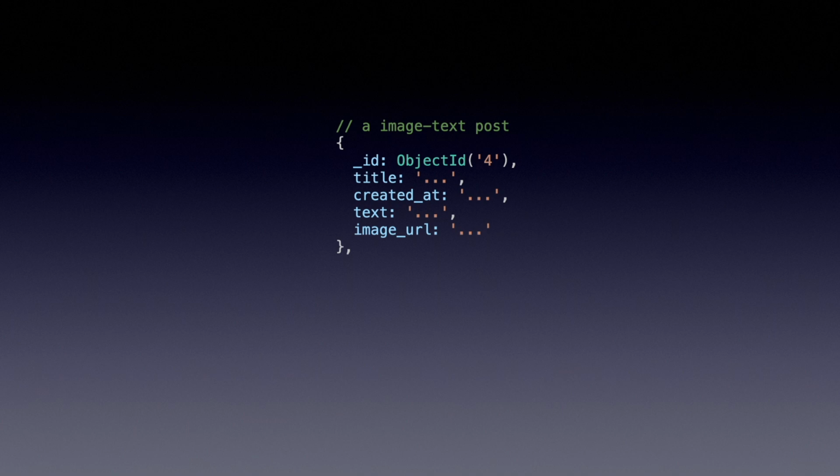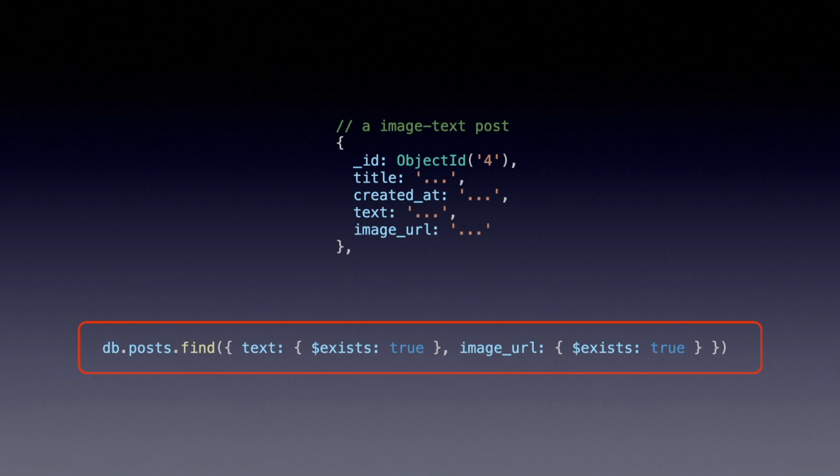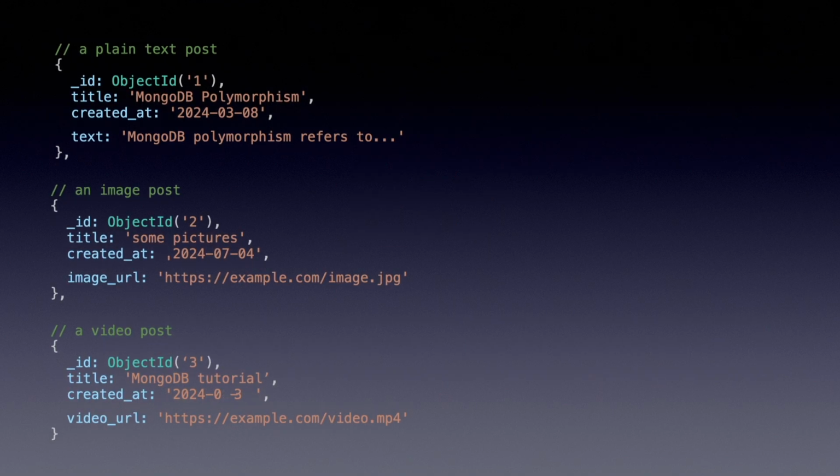Furthermore, outside of our application code, whenever we need to query mixed-type documents in tools like Mongosh or MongoDB Compass, we need to write a complex query like this. As the number of post types grows, we need a more manageable approach, and this is where the inheritance pattern comes into play. We add a new field in each document to indicate what post type this document is.